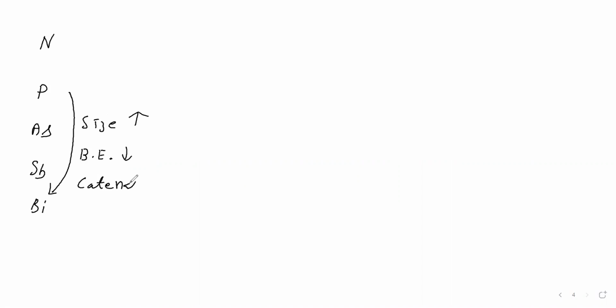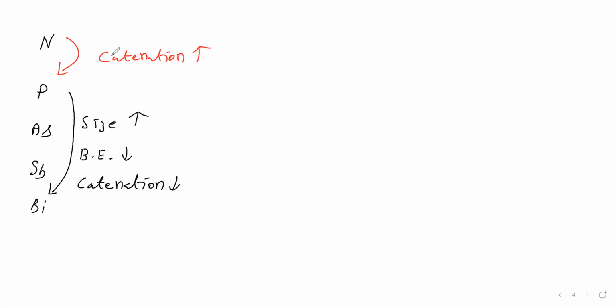We'll write nitrogen, phosphorus, arsenic, antimony, bismuth. From phosphorus to bismuth, what happens to the size? Size increases, therefore bond energy decreases, therefore catenation power decreases. So from nitrogen to phosphorus, what happens to the catenation power? In this case, the catenation power increases.